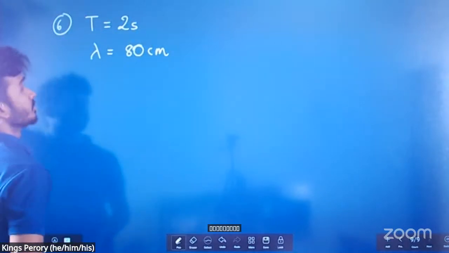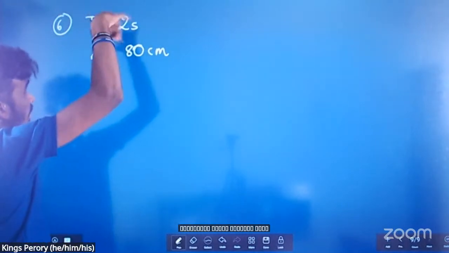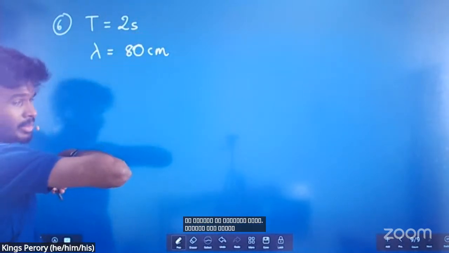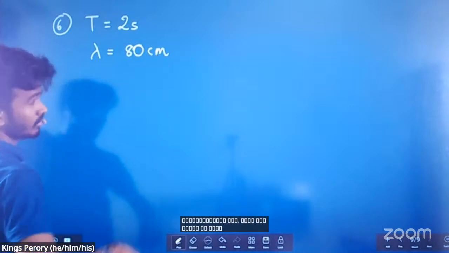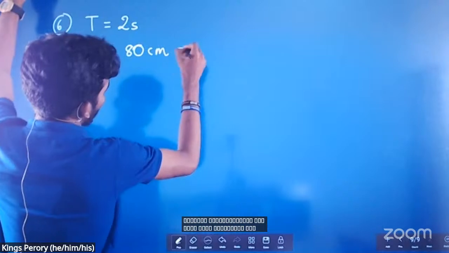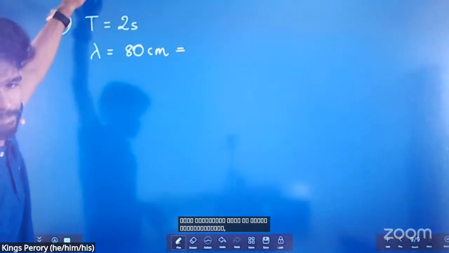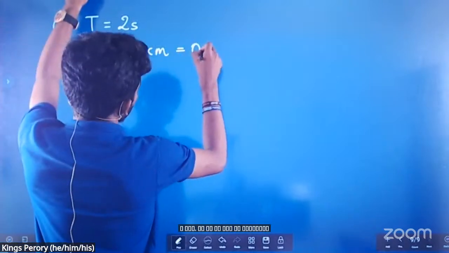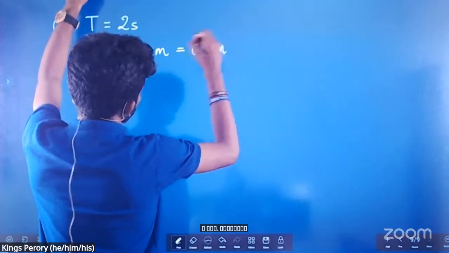Period is given. Period of the wave is 2 seconds. Wavelength is given in centimeters. Now there also we have a problem. Wavelength is given in centimeter. One shot will convert it. Tell me, 80 centimeter, how many meters? 0.8 meter. You have to divide by 100. 0.8 meters.